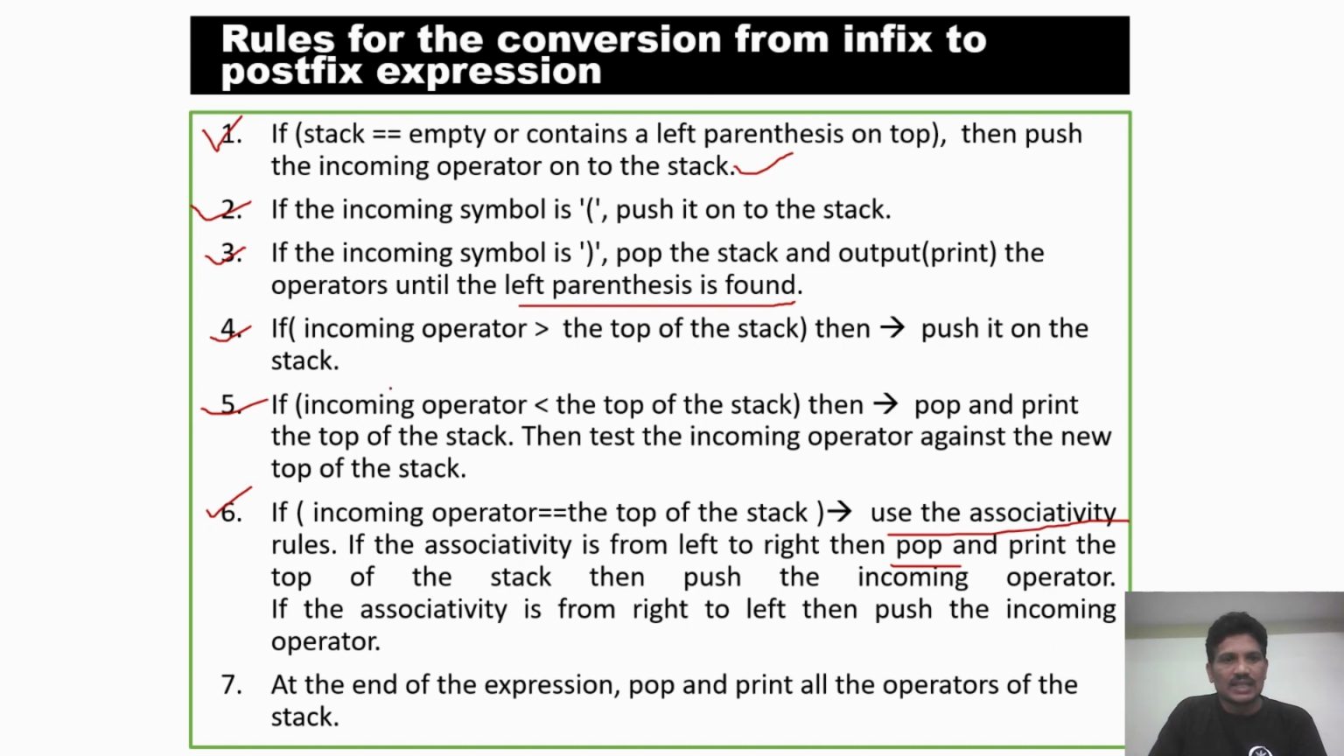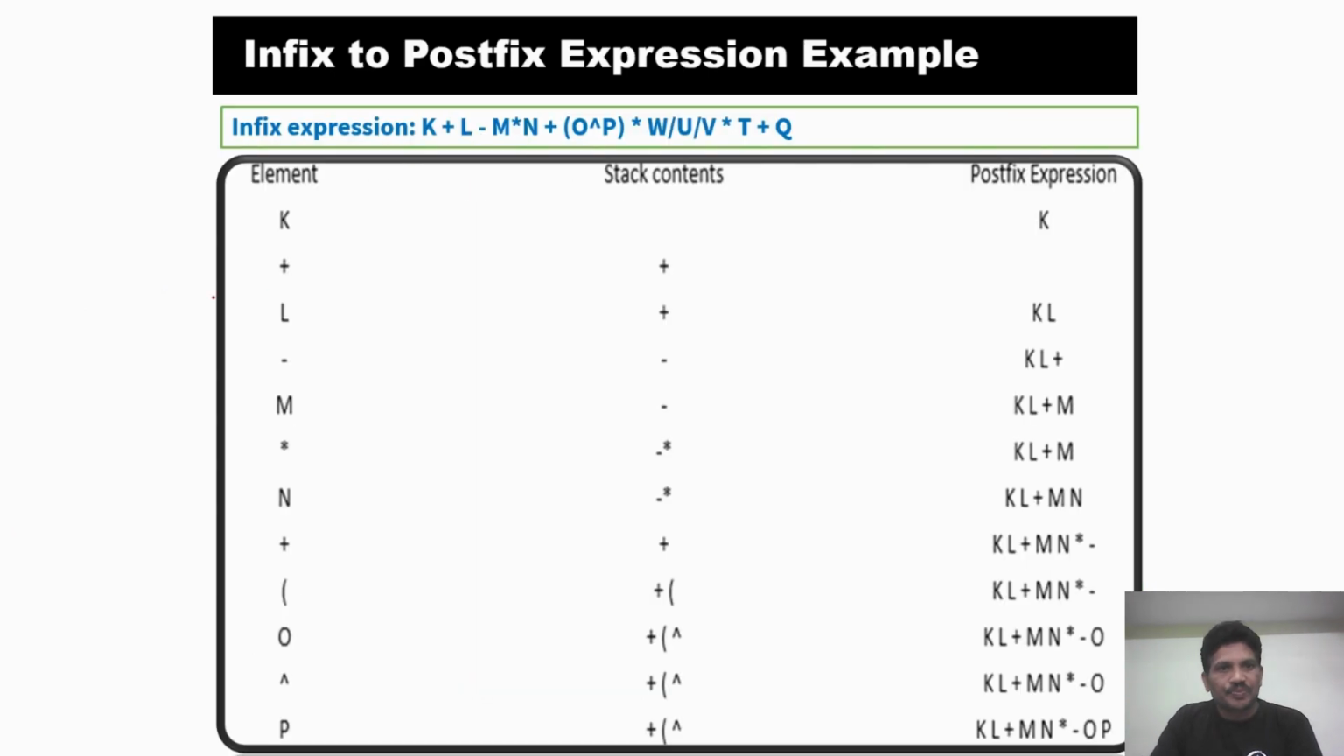This is rule six. So you need to check these three cases: the incoming operator greater than the top of the stack, less than the top of the stack, and equal to the top of the stack. Then the seventh rule: at the end of the expression, pop all the operators and print them from the stack. As per these rules, I will explain with the help of an example.